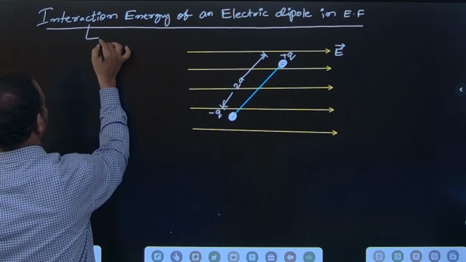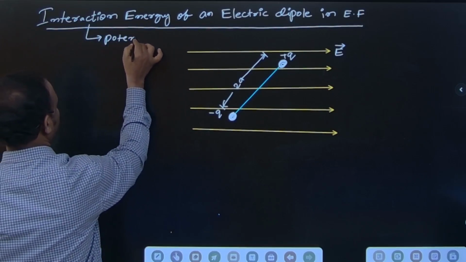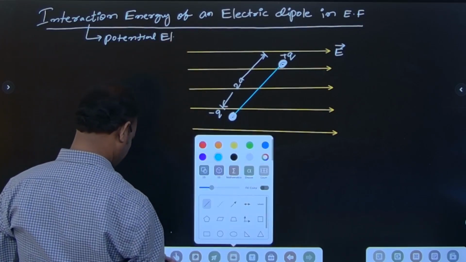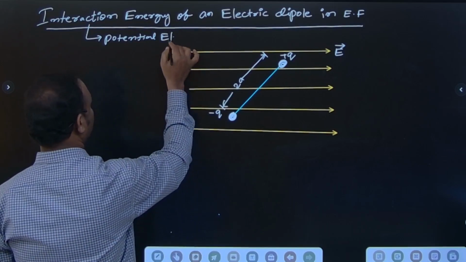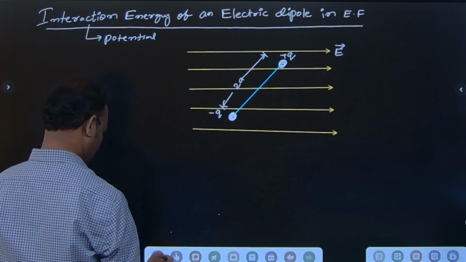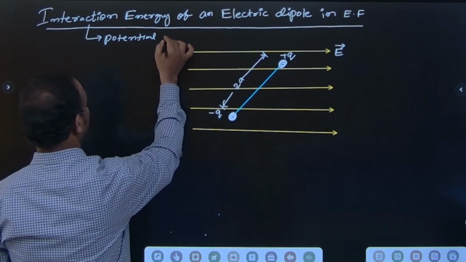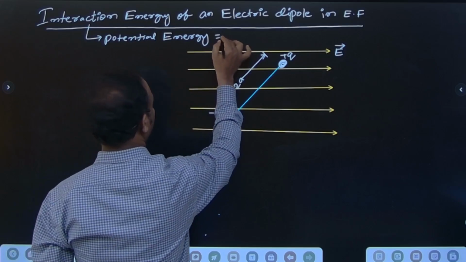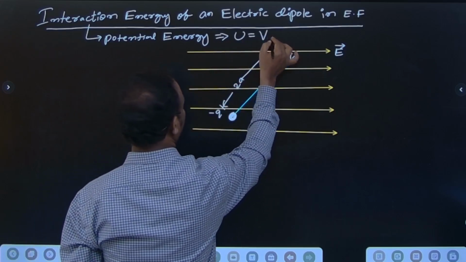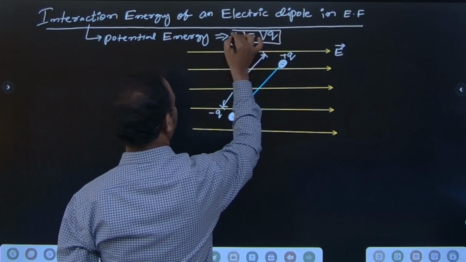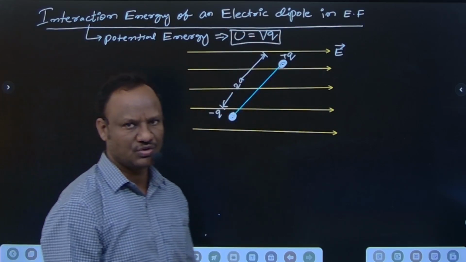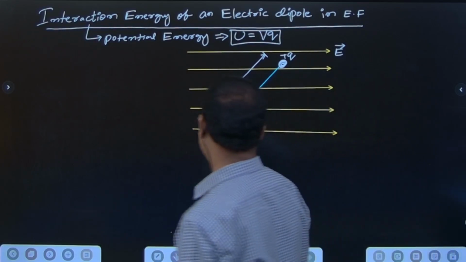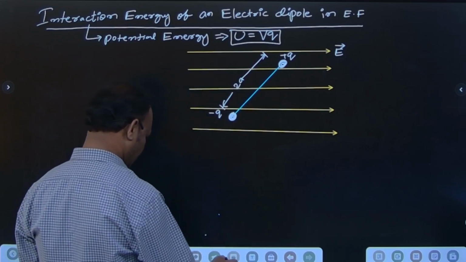Interaction energy is the electric potential energy. Potential energy U is equal to V times Q, as we know from our previous sessions, where V stands for electric potential and Q is the charge. Now, from this given situation, you can observe.